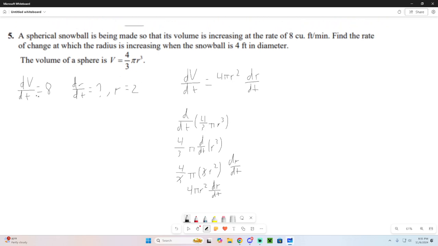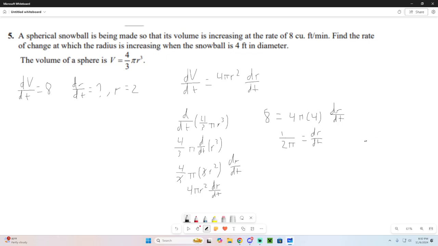So now we know that dV over dt is 8, so let's go ahead and plug that in. And we know that r is equal to 2, so we can also plug that in. So 8 equals 4 pi, 2 squared is 4, and dr dt. I'm going to divide both sides by 4 pi times 4. 4 times 4 is 16, so we have 8 over 16, which is 1/2. And then divide both sides by pi, so we have 1 over 2 pi equals dr over dt.